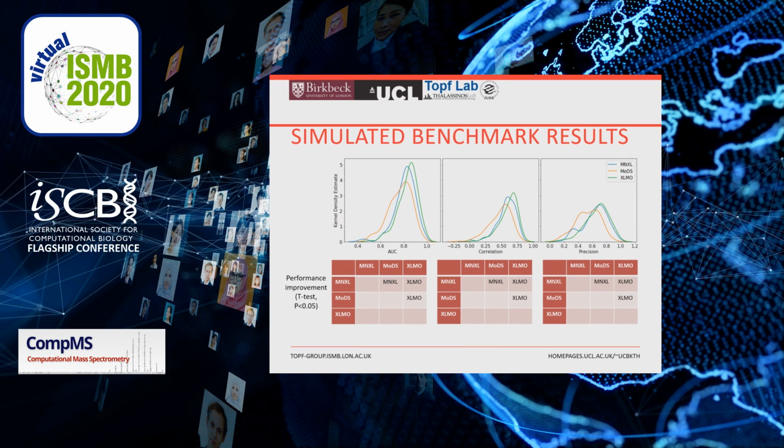So these density plots show the statistics over our simulated benchmark. First of all, we can see that MNXL marginally outperforms MODS over all 3 statistical measures. However, when we combine our MNXL and MODS scores in our XLMO score, we see a small but significant increase in performance. That suggests these 2 scores are complementary and that using all this information can be useful in the modeling of protein structures.